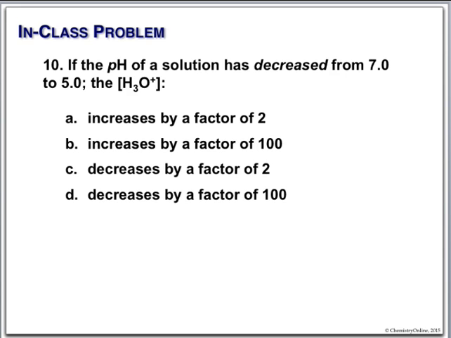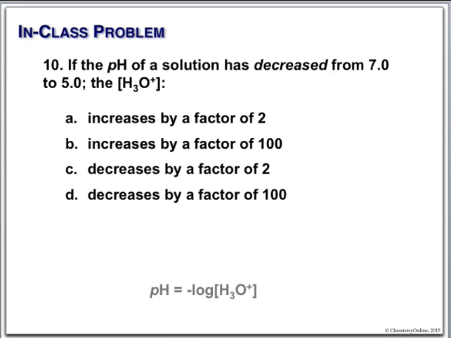All right, so here we're changing our pH. What happens to hydronium? Let's do this. It's going to increase by a factor of 2, decrease by a factor of 2, increase by 100, or decrease by 100. Well, we're changing 2 pH units, but remember this is a log scale.